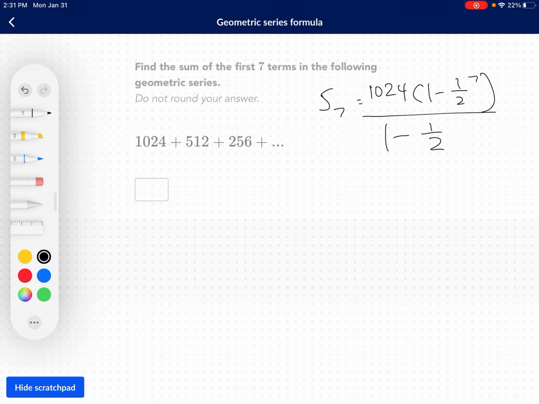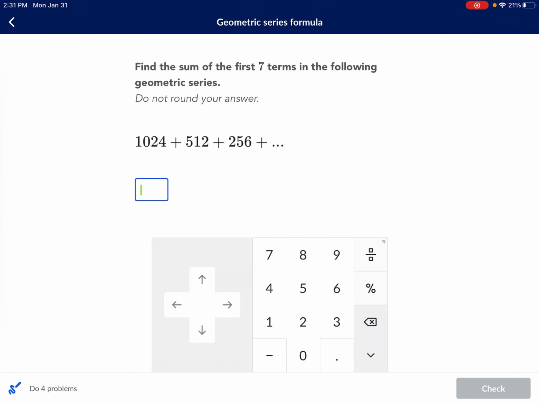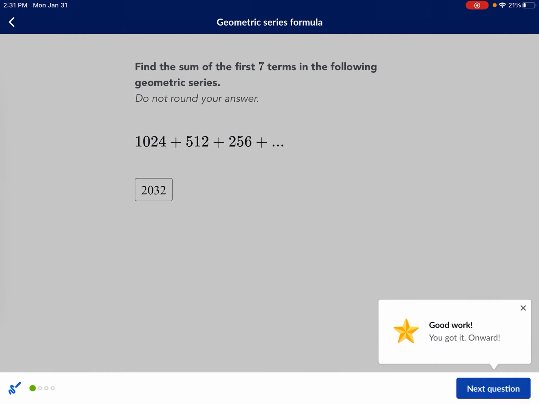1024, open parentheses, 1 minus 1/2, 2 to the 7th power, and then divide it all over 0.5, you get 2032.